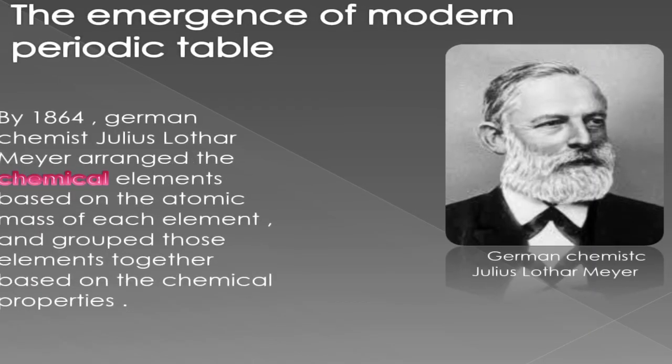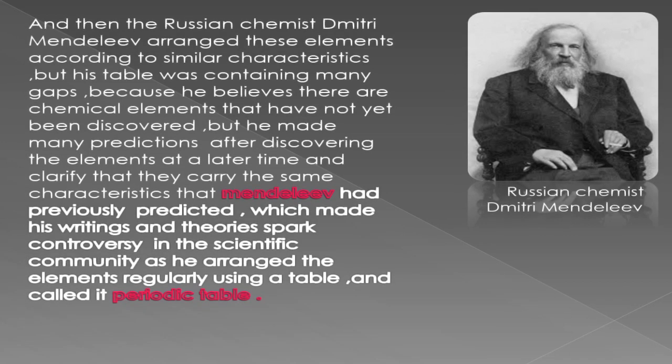The emergence of the modern periodic table. By 1864, German chemist Julius Lothar Meyer arranged the chemical elements based on the atomic mass of each element and grouped those elements together based on their chemical properties. As in the image, this is the German chemist Julius Lothar.